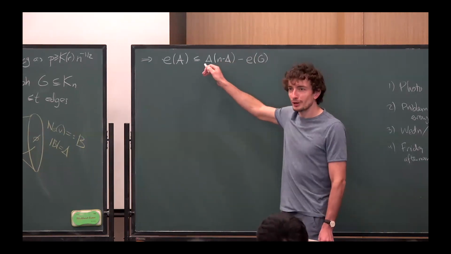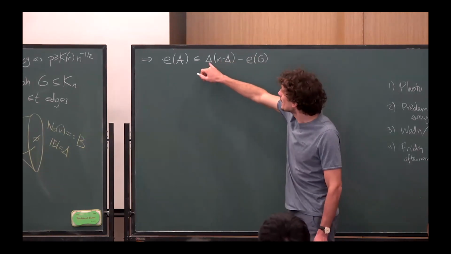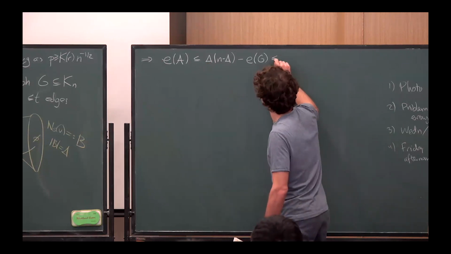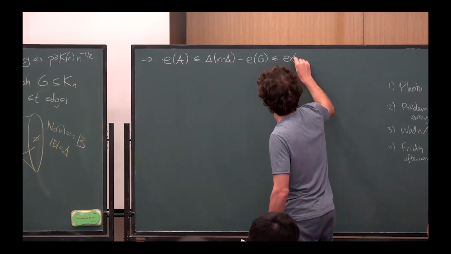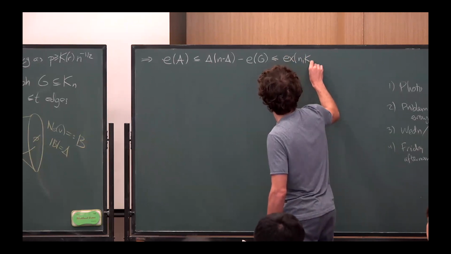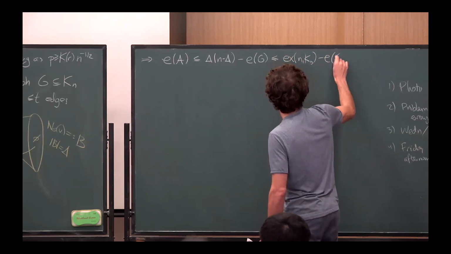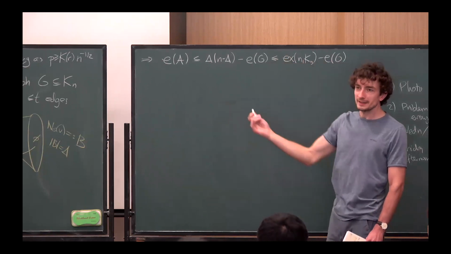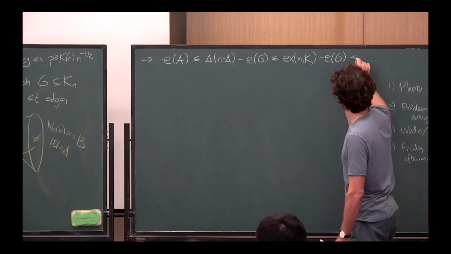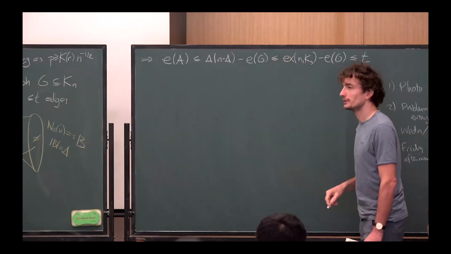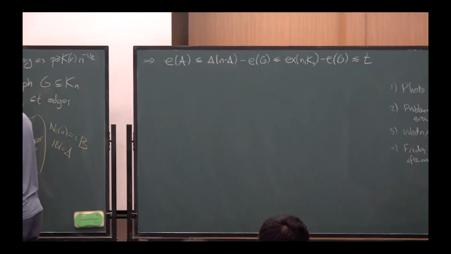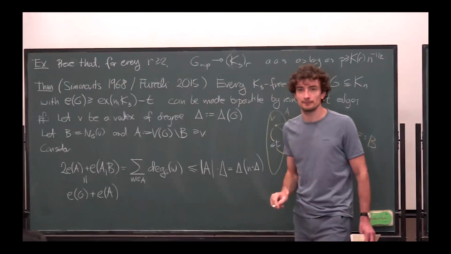However, one of the definitions of the extremal number is the maximum over all k of k times n minus k. So this is certainly no more than the extremal number minus the number of edges of G. But we assume that the number of edges of G is at least the extremal number minus t. So by our assumptions, at most t. So we just proved that the number of edges in here is at most t.